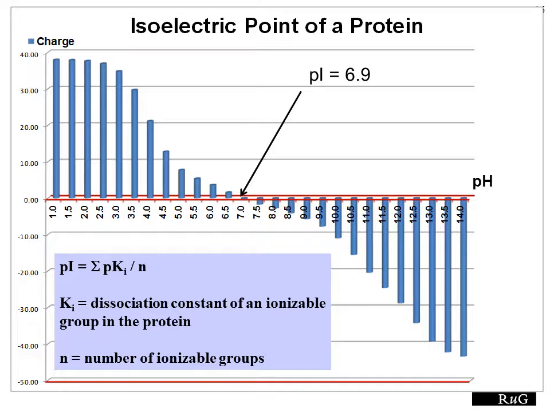The calculated isoelectric point is the sum of all the pKs of all the positively and negatively charged amino acids, or let's better say the dissociable groups in these amino acids, divided by their number. These are the dissociation constants of the ionizable groups in the protein. It's better described here than what I said. And N is the number of ionizable groups.